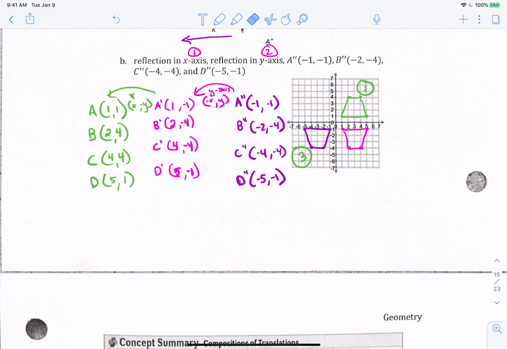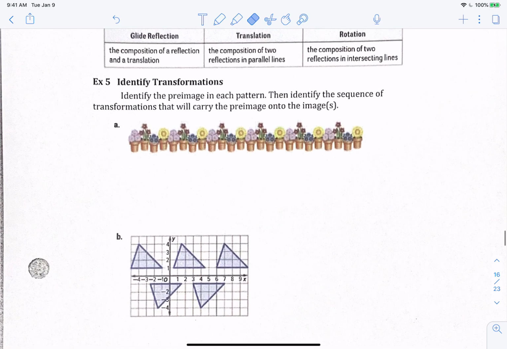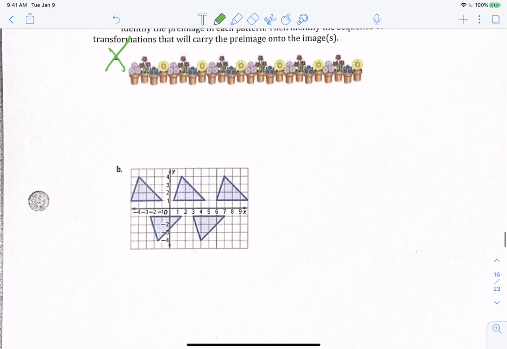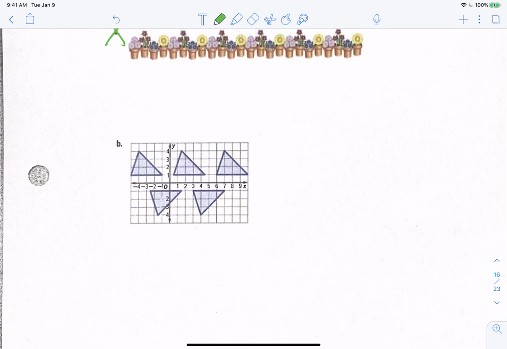Okay? Moving on. Go to the back side. We're going to skip A because I cannot draw flower pots. But B. Let's talk about what we're doing for B.